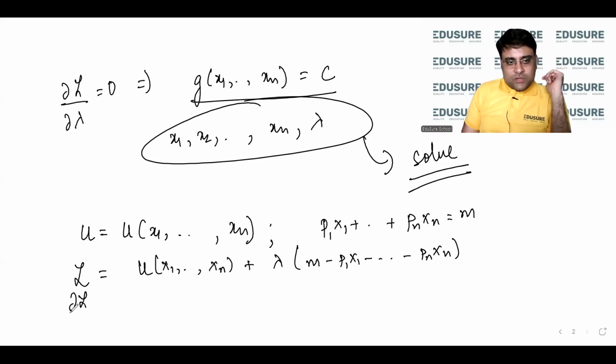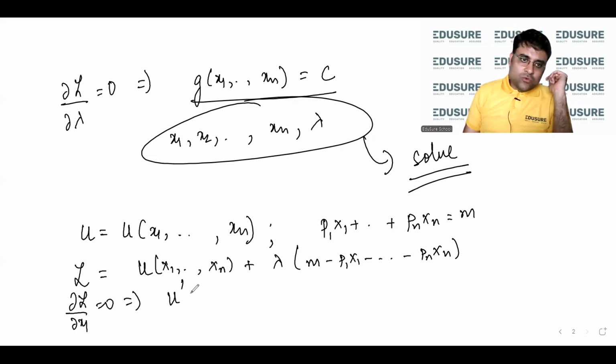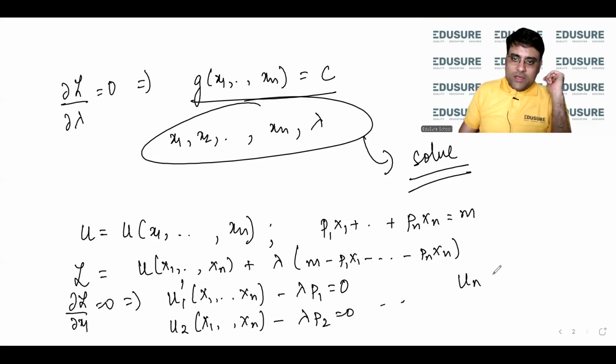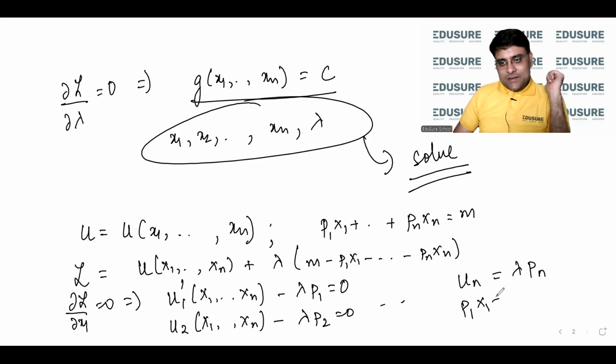And then what you do is you do this. First order condition: u1 minus lambda p1, u2 minus lambda p2, up to un is equal to lambda pn, and the budget line itself is the n plus 1th equation that we get.